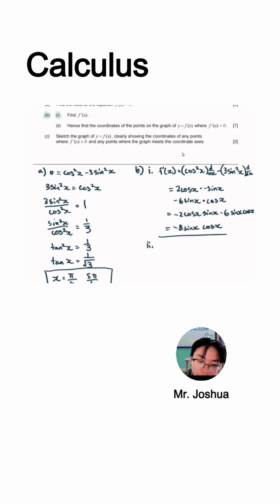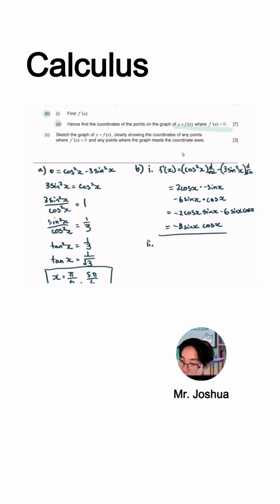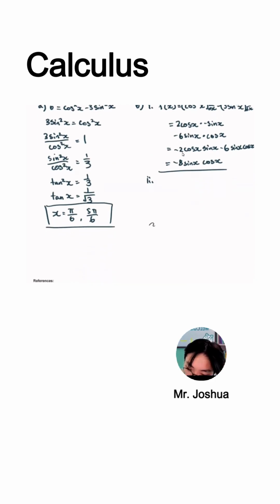Our second part says, hence, find the coordinates of the points on the graph of y is equal to f of x, where f prime of x is equal to 0. So we need to find the roots of f prime of x. In other words, when is sine x equal to 0, when is cos x equal to 0, because anything multiplied by 0 is 0. So if you remember our sine graph, 0, pi over 2, pi, 3 pi over 2, and 2 pi, our sine graph looks similar to this, where this is 1, this is negative 1. So this goes up, down, down, up. So something like this is our sine graph.